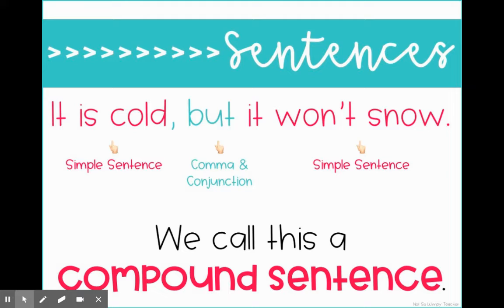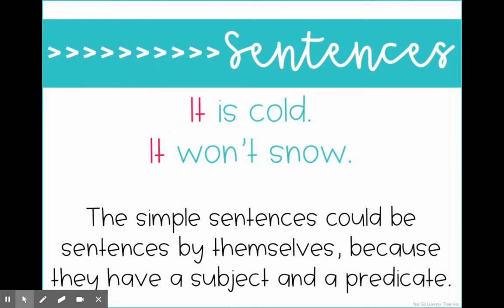So we have an example sentence here. It is cold. That is a simple sentence. We add a comma and a conjunction, but, and then we have another simple sentence. It won't snow. When you add that simple sentence, comma, and a conjunction, and another simple sentence together, you get a compound sentence. So it is the subject, and is cold is the predicate.